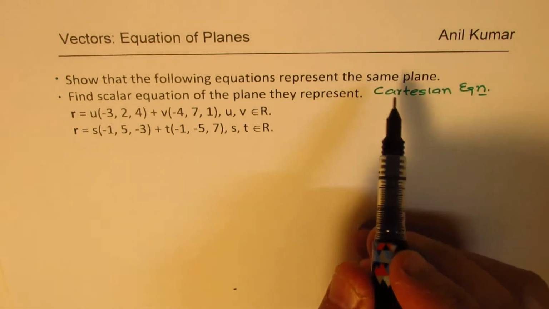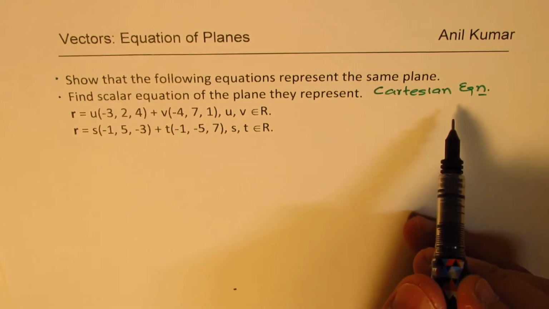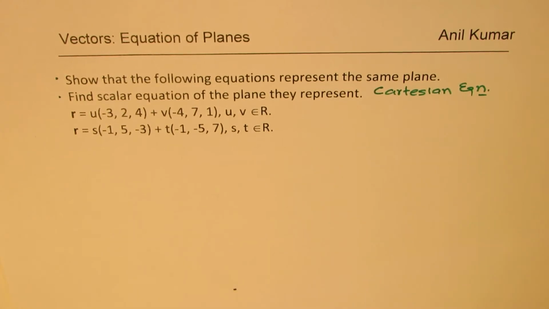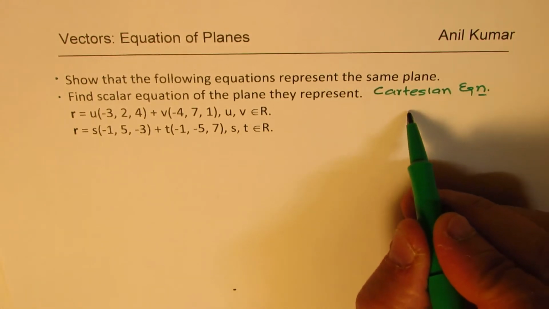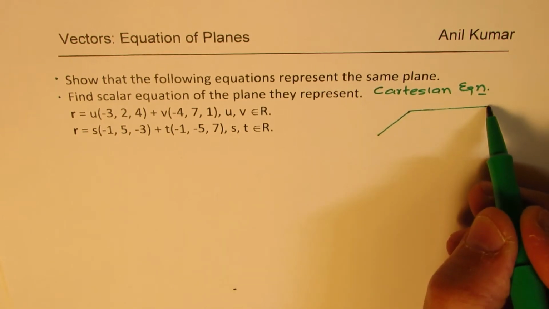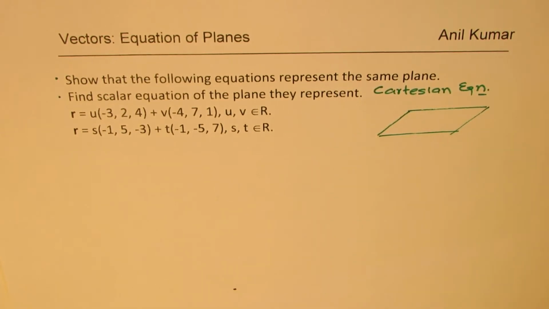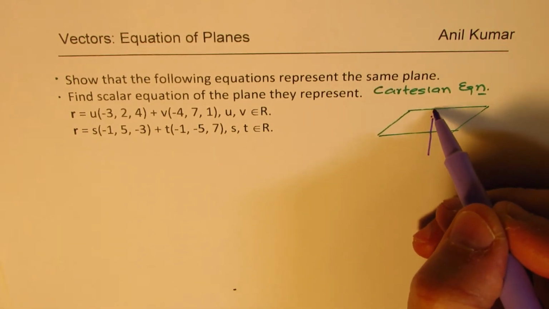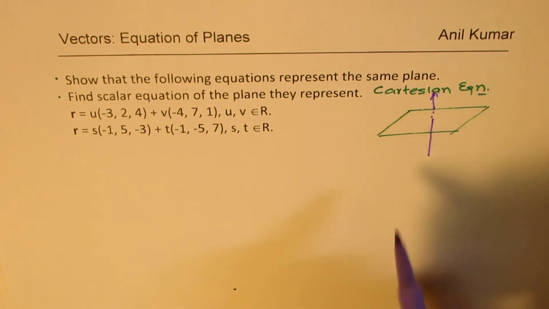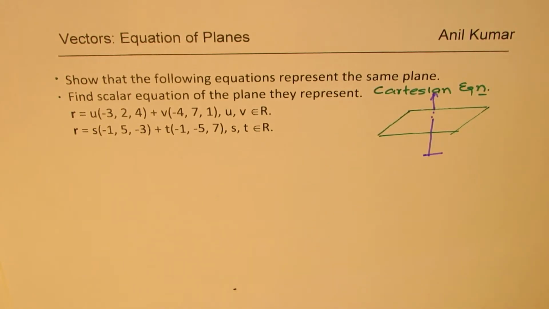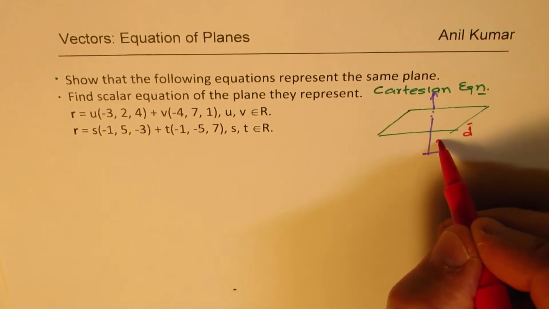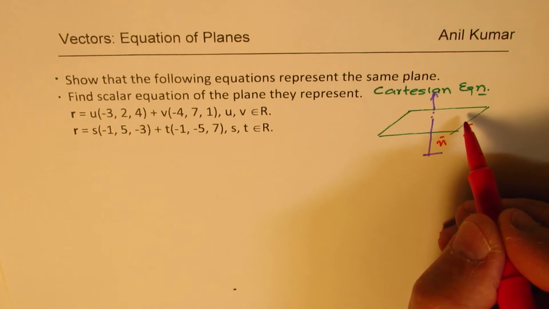Now, as I was saying, in the Cartesian equation, which is the next part of the chapter, we actually consider the normal. A plane can be defined by the normal vector. So if this is a plane, and I know that this vector is normal to this particular plane, and from a particular point, which normally is the origin, I have the distance d, then the plane is uniquely defined. So the normal and the distance define the plane.